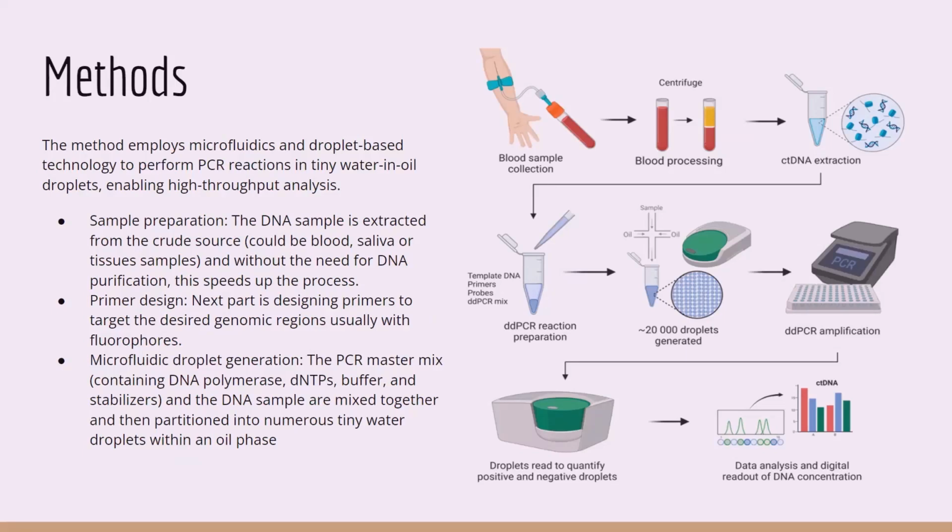Next, you design a primer. So something that has the target and desired genomic region that you're looking for, and you have fluorophores attached to that. Then you go ahead and add the PCR master mix, which has the DNA polymerase, dNTPs, buffers, and stabilizers. They help mix with the DNA sample, and then they also help with partitioning it out into tiny droplets. And you can see that here with the oil phase.